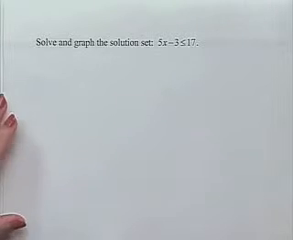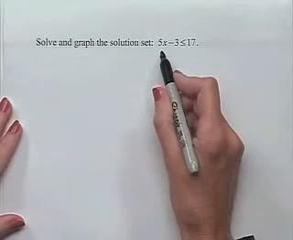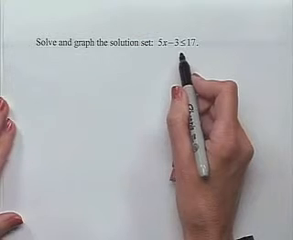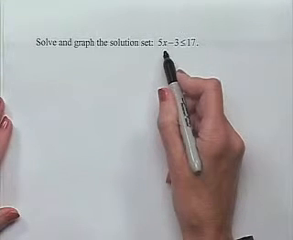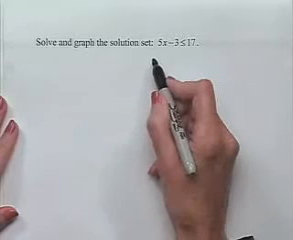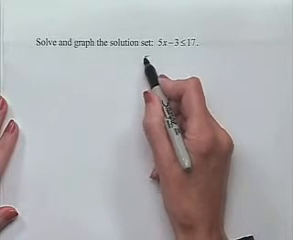Here's another problem dealing with linear inequalities. Solve and graph the solution set for the inequality 5x minus 3 is less than or equal to 17. To solve this, we're going to start in the same manner we would as if this were an equation. That is, we want to isolate our x value. We can begin by adding 3 to both sides of the inequality.